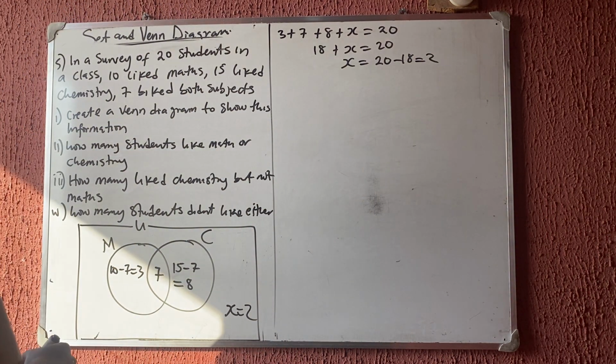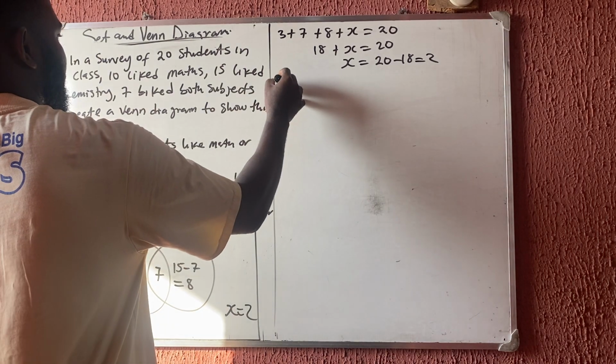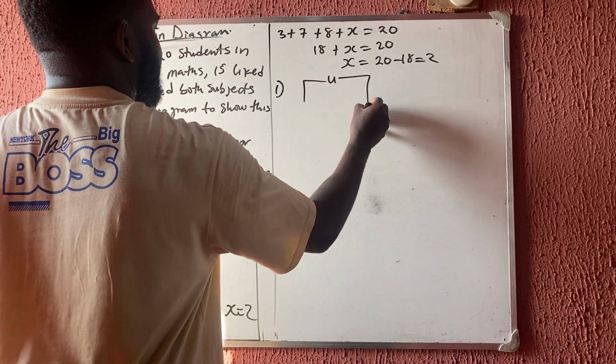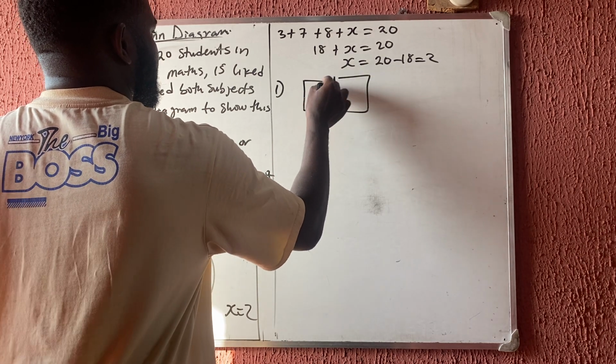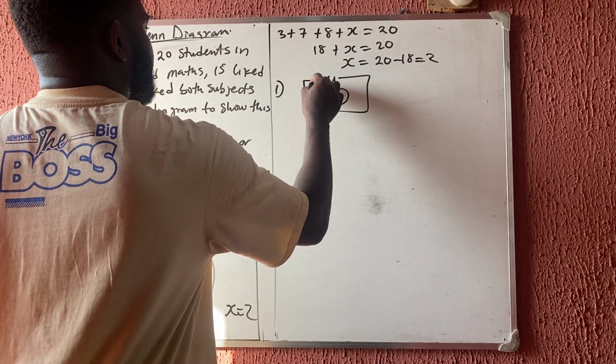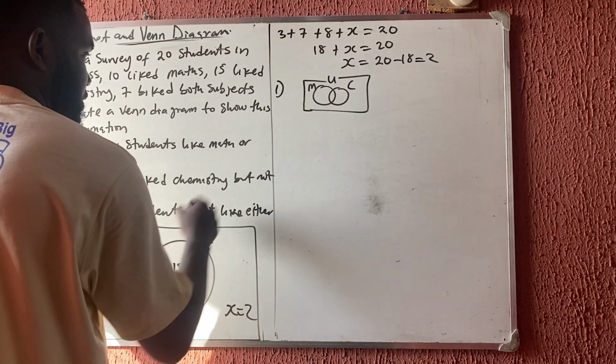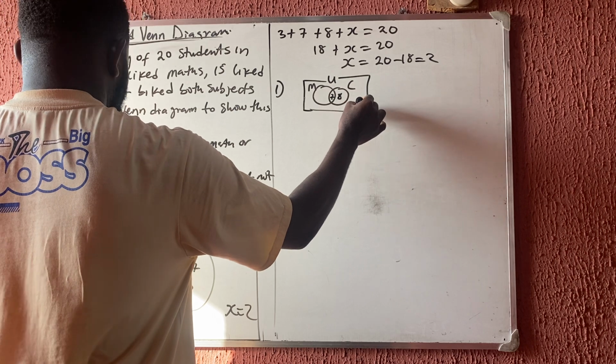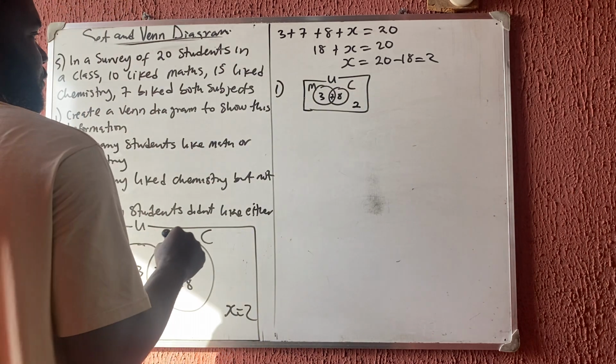So question number (i) said we should create a Venn diagram for that. So you create your own Venn diagram. I want to make it small. Here, say math and chemistry. Then now write it normally. Here is 7, here is 8, here is 2, and here is 3. That's for the first question.